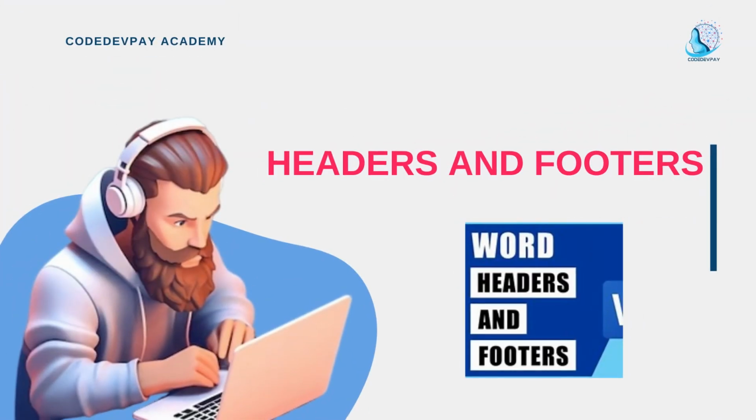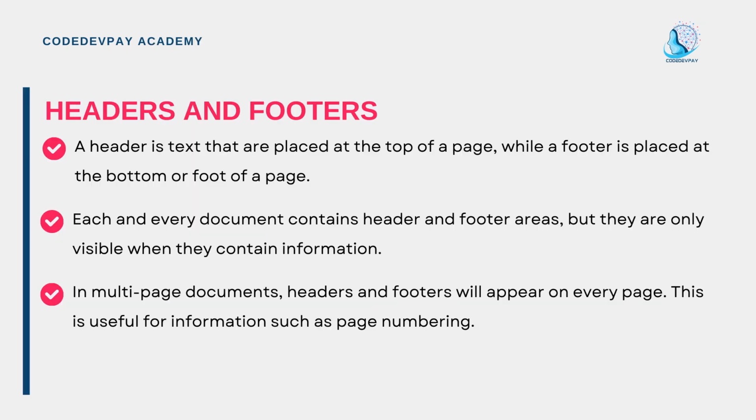Headers and footers. What are headers and footers? A header is the section at the top of a page, while a footer is the section at the bottom. They typically contain elements like document titles, author names, page numbers, dates or company logos.